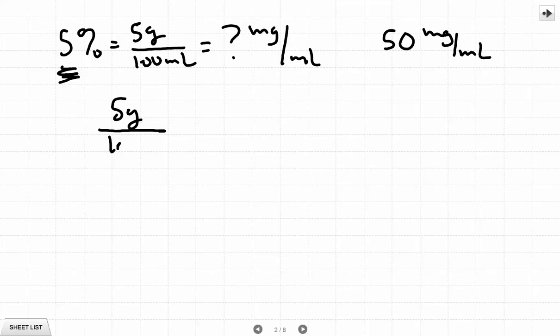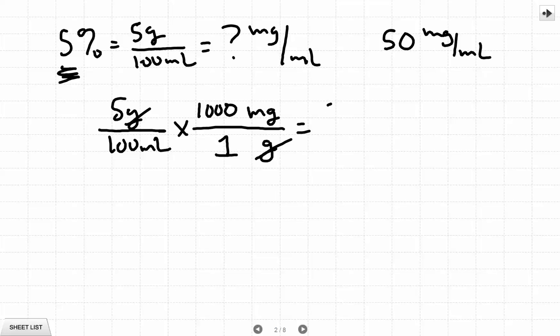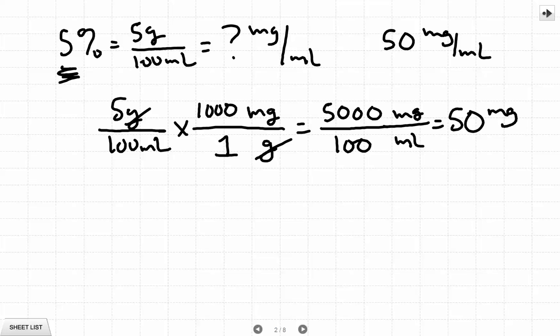So right now I'm in grams per 100 milliliters. What I want to do is get out of grams in my numerator and get into milligrams. So I need to multiply by a conversion ratio that connects grams to milligrams. And I know that there are 1,000 milligrams for every 1 gram. So those cancel. And what I get in my numerator is 5,000. What I have in my denominator is 100. And I'm now in milligrams over milliliters. And when you do the division, 5,000 divided by 100, it comes out to be 50 milligrams for every 1 milliliter. So that's how it works.